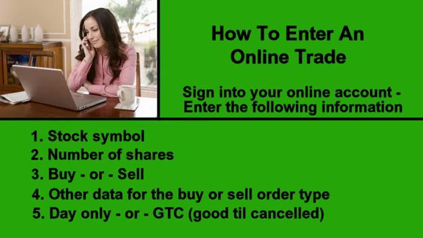Assume you have set up an online trading account. Now, how do you go about executing a trade? Most of the decisions are made by you prior to going online. The specific information you'll need when you go online is the stock symbol, the number of shares, is this a buy order or a sell order? If it's a buy order, what type of buy order? And that may require you to enter additional information. If it's a sell order, what type of sell order? That may also require additional information.